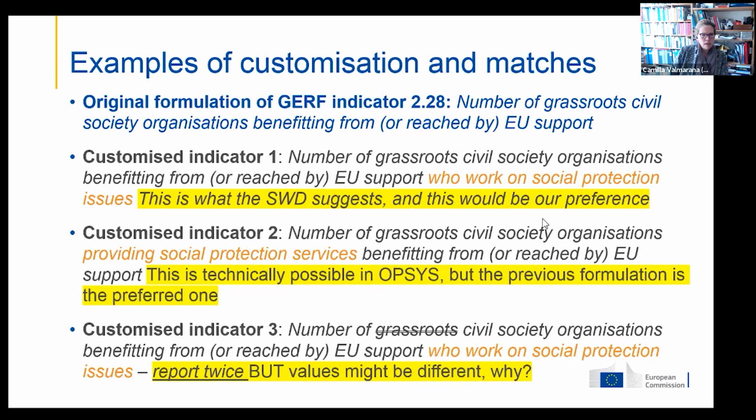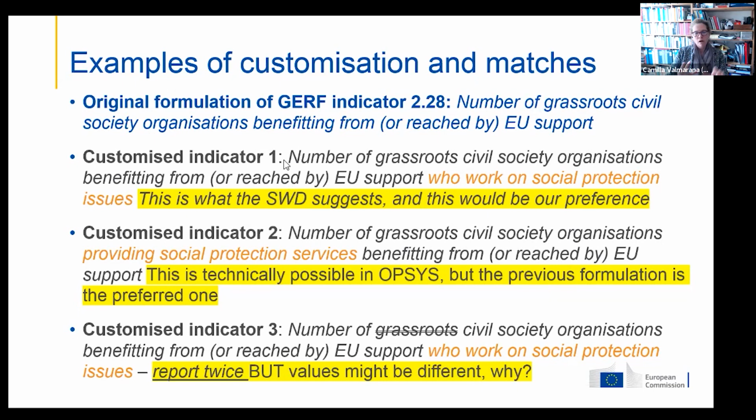The second possibility is: number of grassroots civil society organizations providing social protection services benefiting from or reached by EU support. What's the difference between customized indicator 1 and customized indicator 2? To me, the difference is that it reads better, but at the same time, while this is technically possible in OPSIS, the staff working document recommends that you stick to the first type of specification.